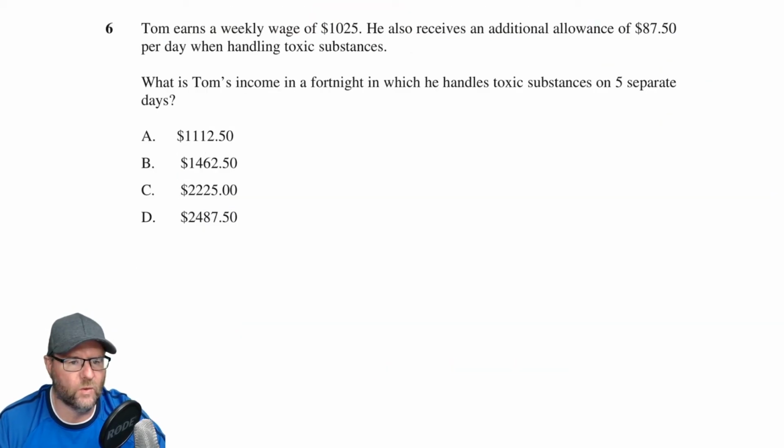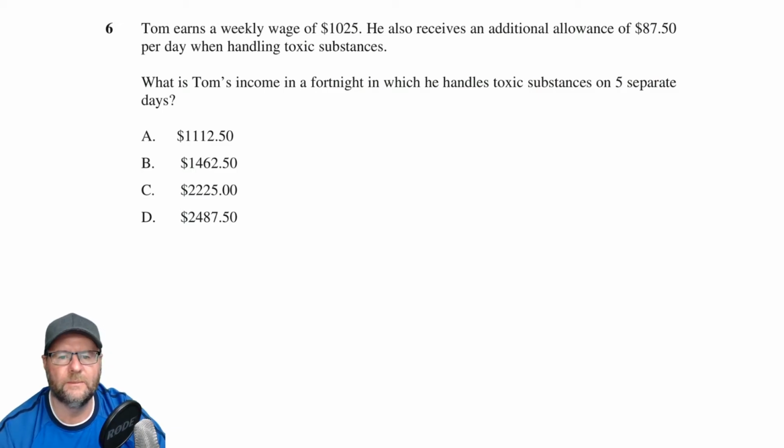This one looks a little bit more simple. Tom gets a weekly wage of $1,025. He also gets an additional allowance per day of $87.50 whenever he handles toxic substances. Now, hopefully you remember we've talked about allowances: they're just extra payments you might get for things that are unsafe or uncomfortable, or just to offset that discomfort or danger.